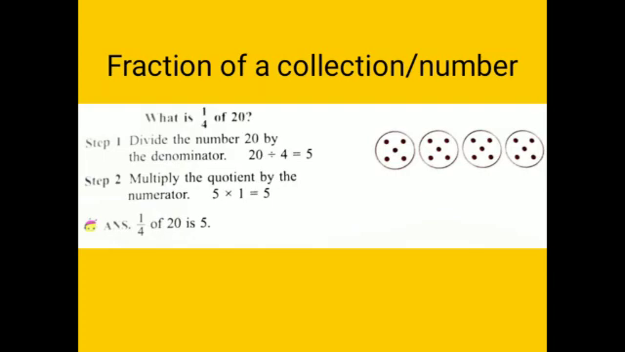So first step, we have to divide the number 20 by the denominator 4. So we will get the quotient as 5. Then next step, multiply the quotient by the numerator 1. 5 multiplied by 1 is equal to 5. So 1 by 4 of 20 is 5.